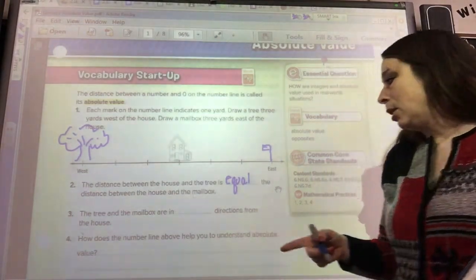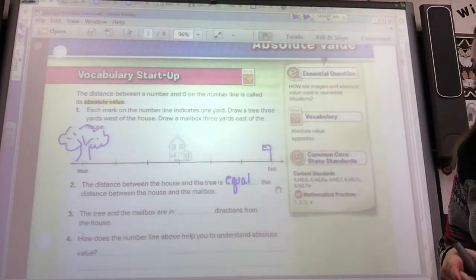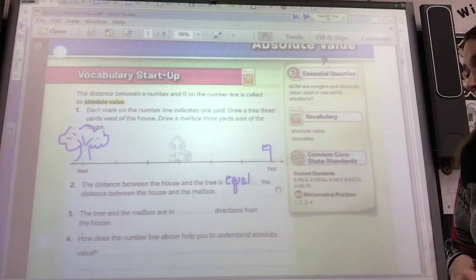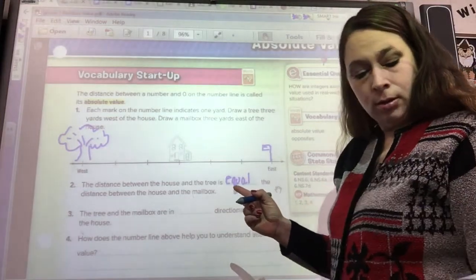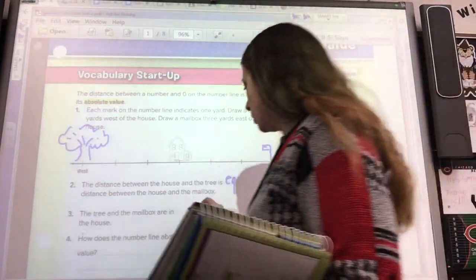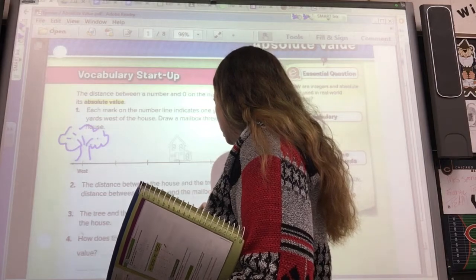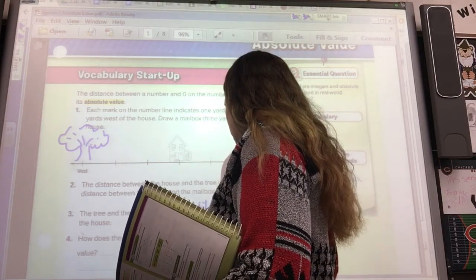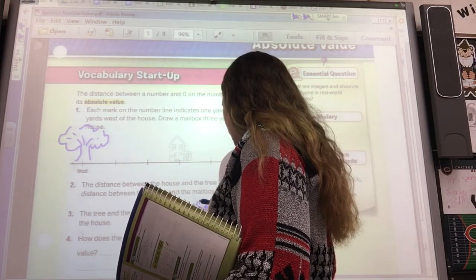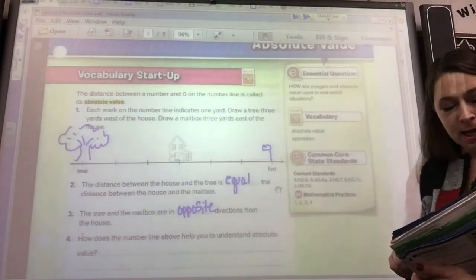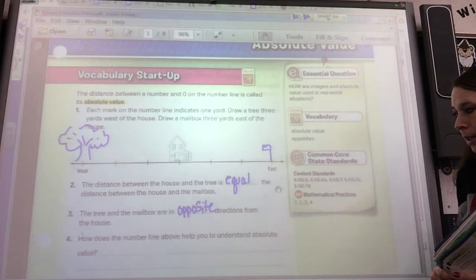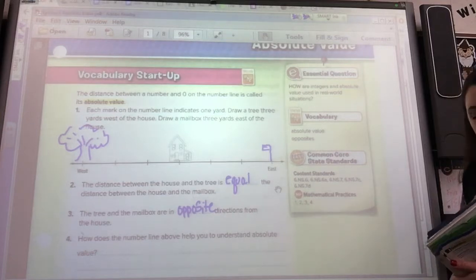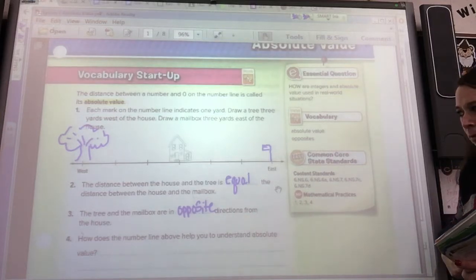The tree and the mailbox are in what directions from the house? Well, obviously one's west and one east, and those are actually opposites. So they are in opposite directions from the house. How does the number line help you to understand absolute value? You're like, it doesn't help me at all.